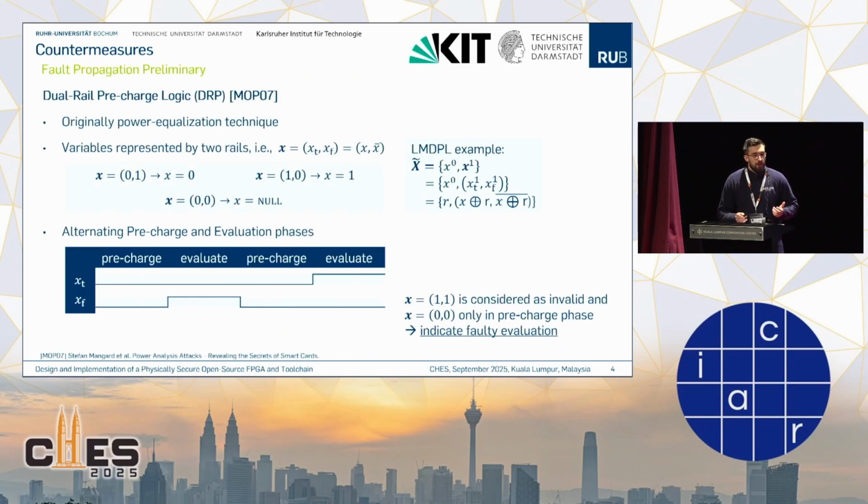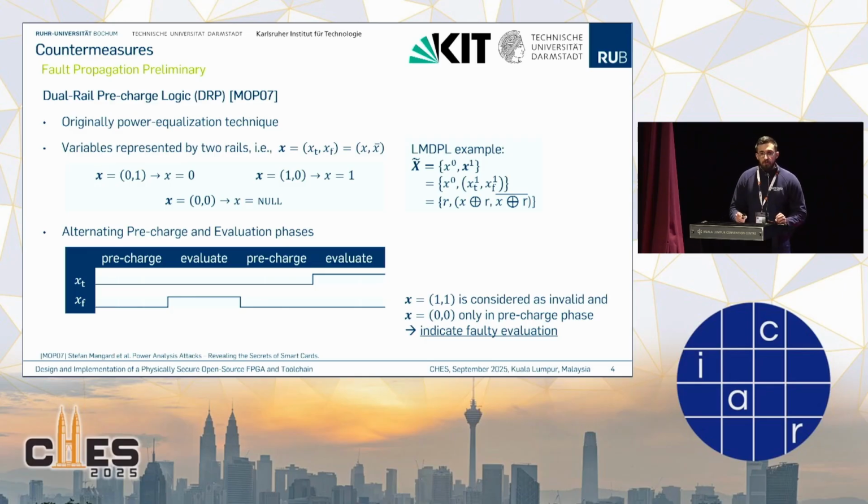And this was actually originally introduced as a power equalization technique, but is used differently for the case of LMDPL. We also want to extend this approach to get some kind of fault protection. How this works is that any variable in the circuit is replaced by two rails, where one of the rails is the original value and the other rail is the complementary value.